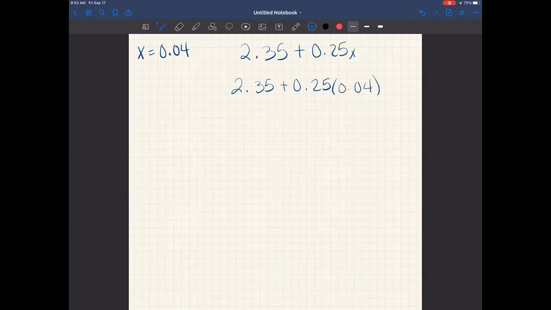So oh wait, I already have it. 2.35. When this is multiplied, it equals 0.01. We add it up together. That gives me a 2.36. That should be one of the answers. And that is what? That's not there either. What?